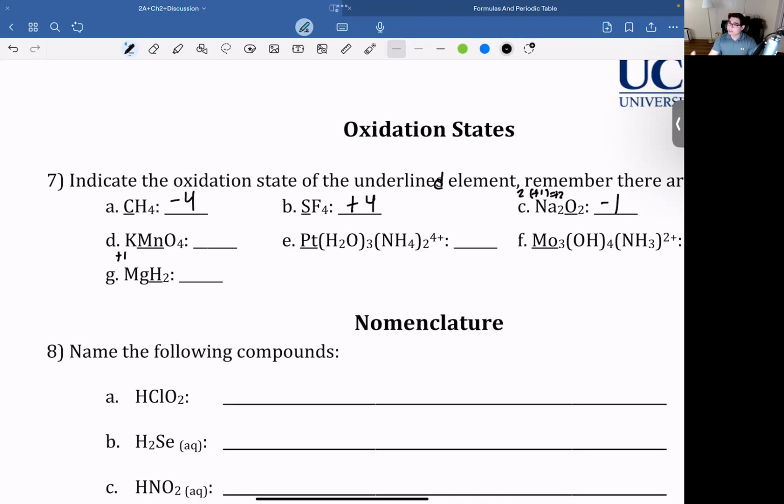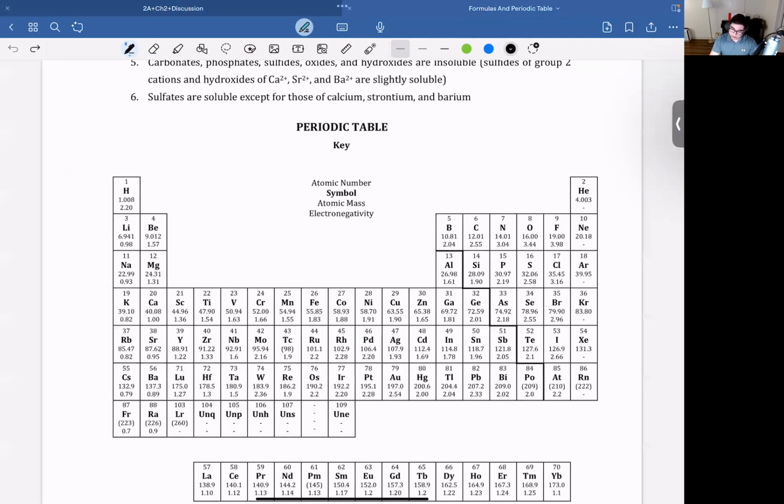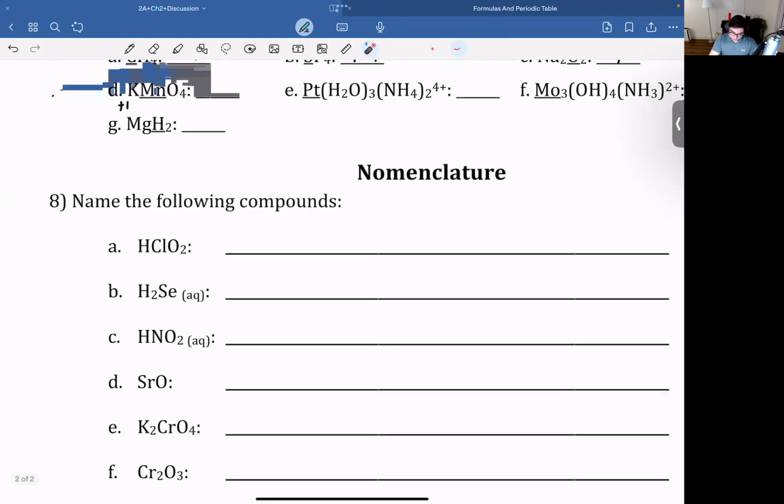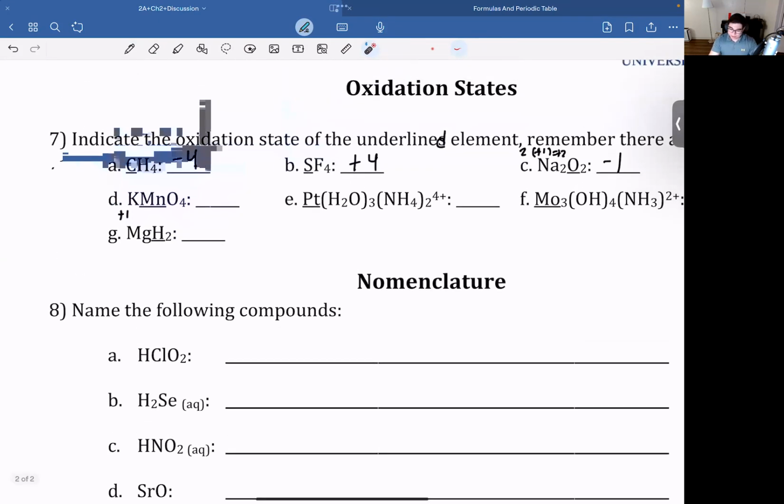I know what potassium is, so I have to make some sort of guess as to what oxygen is. Again, why 2-? It's in the second to last, or I guess third to last, technically, column on the periodic table, so 2 columns away from the noble gases. So let's assume oxygen is a 2- or -2. There are 4 of them, so they contribute -8 in total. Overall, this thing has a charge of 0.